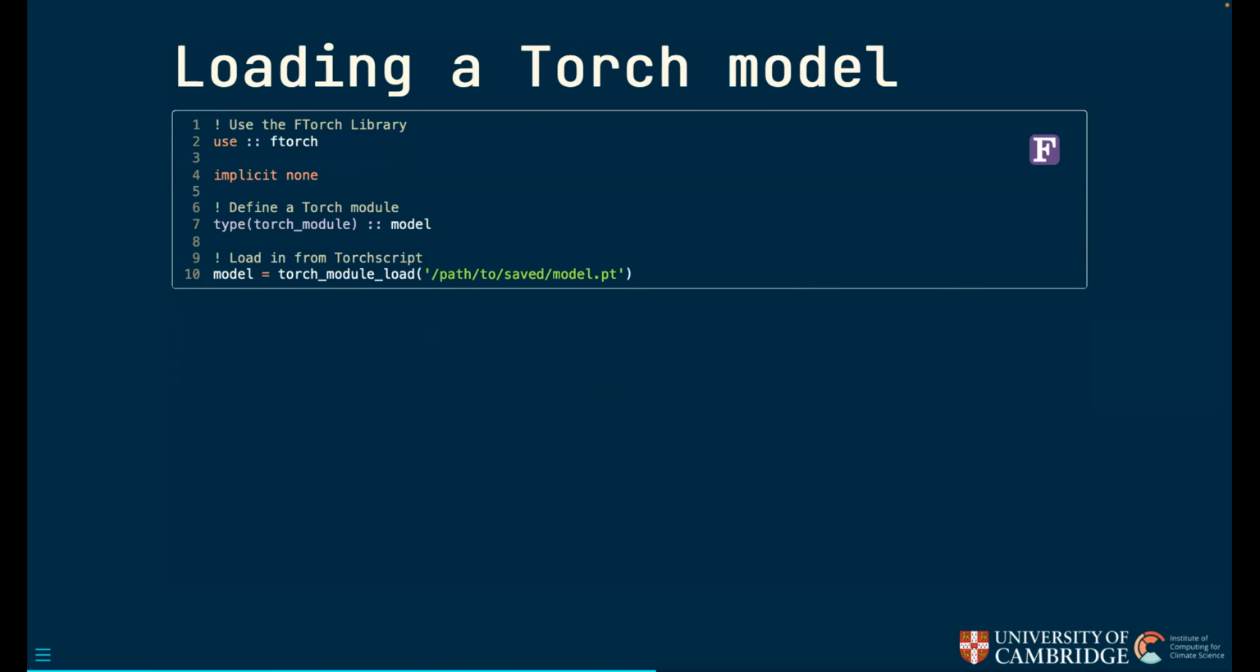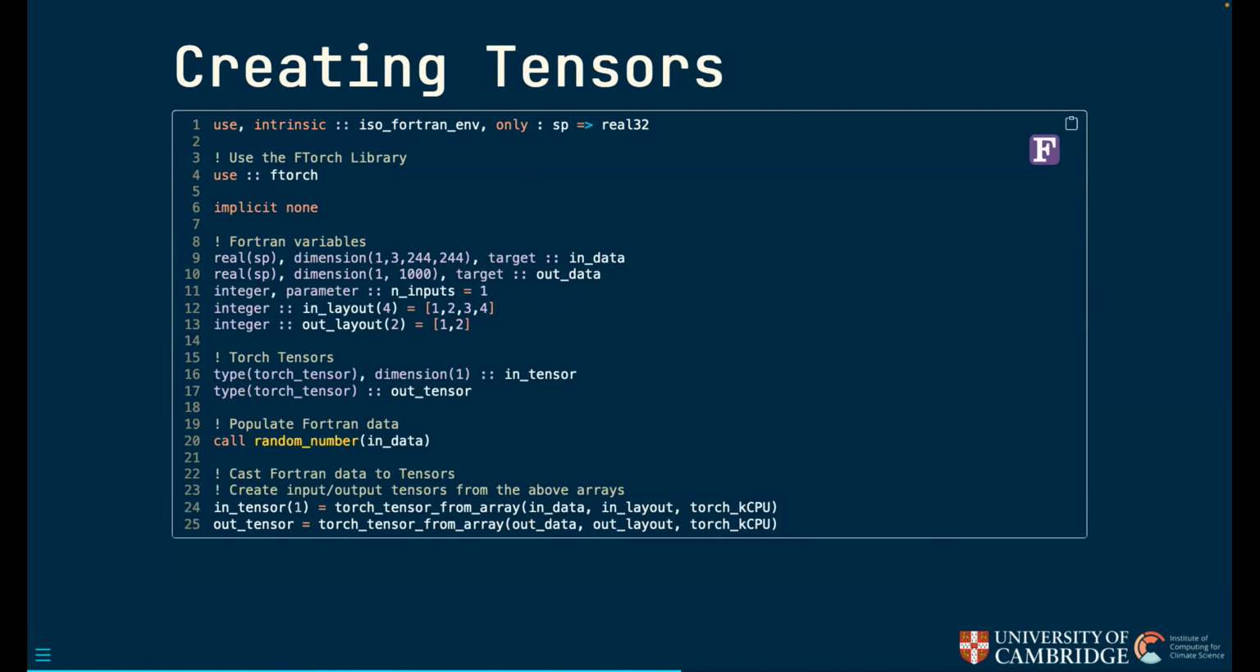Then if we wish to load that saved model into Fortran, we use the ftorch library. We define a type which we've created. There's this torch_module type, and then loading from TorchScript is as straightforward as just calling torch_module_load with the path to that saved TorchScript file.